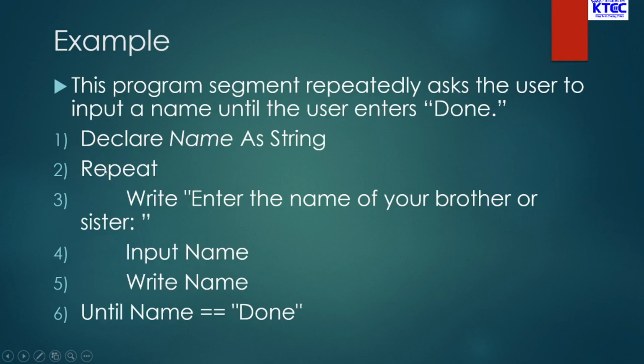So we declare it as a string, and you are given a chance to repeat. It means you have the chance to enter any name at all until you are able to enter the name which is done. So you say, enter the name of your brother or your sister. It could be that the name of one of them is done. Until you input this, the program gives you the opportunity to repeat over and over again. So this is what the statement here does.